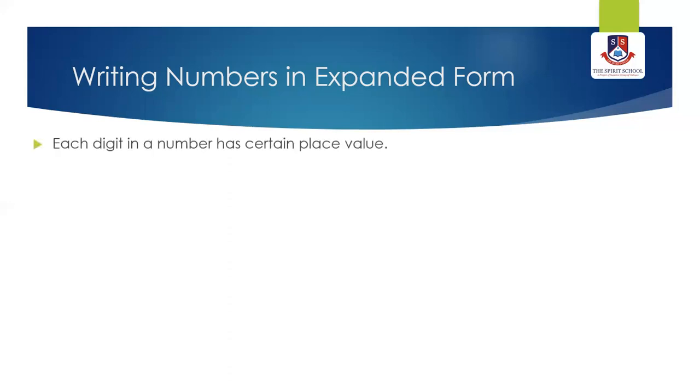Each digit in a number has a certain place value. Here we have a three-digit number. So what is the number? The number is 145. Or we can further elaborate this number as 1 hundred, 4 tens, and 5 ones. So let us see. The digit at the ones place is 5. So the digit 5 is representing 5 ones or 5.